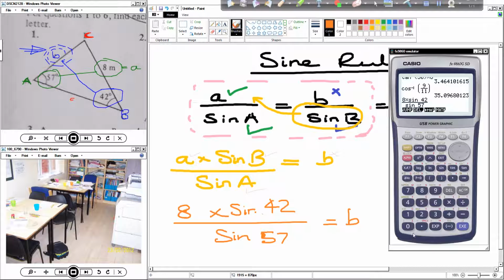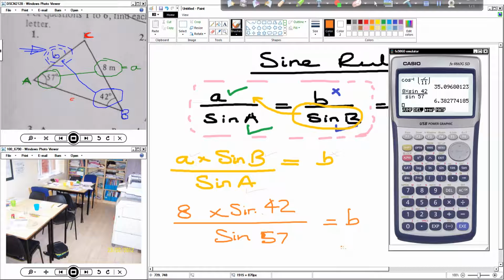How do you get rid of the brackets? If they give you brackets, it doesn't matter, just put another one at the end just to complete it. If they give you one here, put one there to finish off. That won't affect the question in any way. And then you press equal.